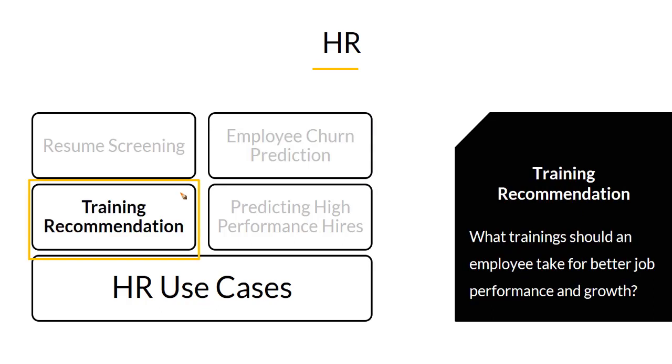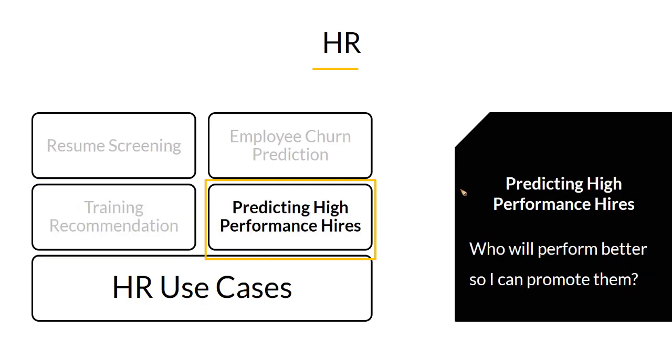Next is training recommendation. This is related to employees who are already on the job, and you want to recommend suitable trainings that an employee could take up so as to perform better on the job. Not only that, you need to prepare the employee for the next level positions as part of career growth opportunities. Next is predicting high performance hires. This deals with predicting, amongst a given set of employees, who is going to perform very well so that the organization can promote them.